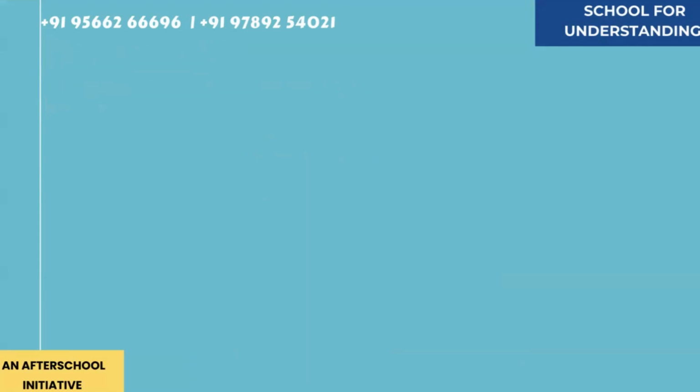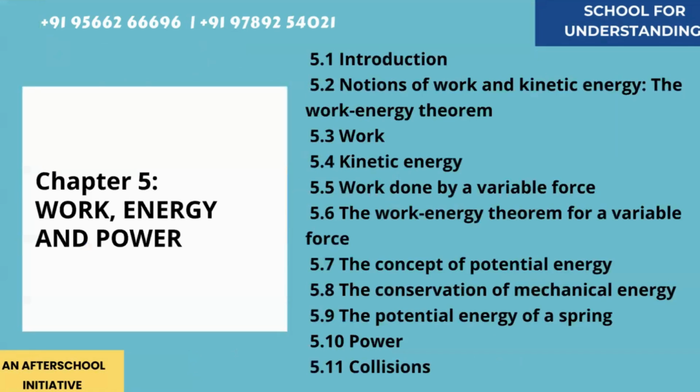Let's move on to chapter 5, which is work, energy, and power. In this chapter, we'll start with the introduction, then notions of work and kinetic energy, the work-energy theorem, followed by work, then kinetic energy, followed by work done by a variable force, followed by the work-energy theorem for a variable force, followed by the concept of potential energy, then the conservation of mechanical energy, followed by the potential energy of a spring, then power, and finally collisions. Okay, these are the topics that will be part of chapter 5.